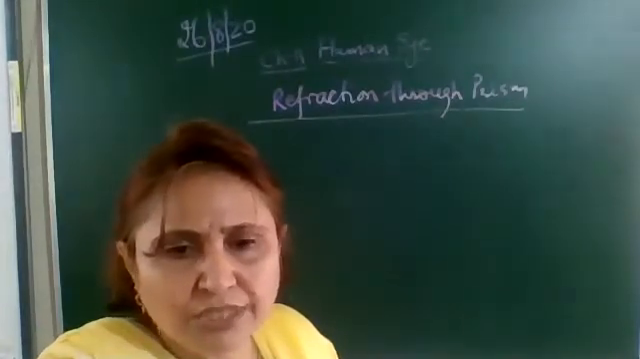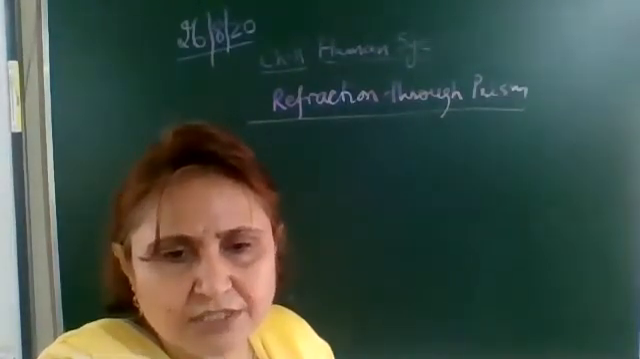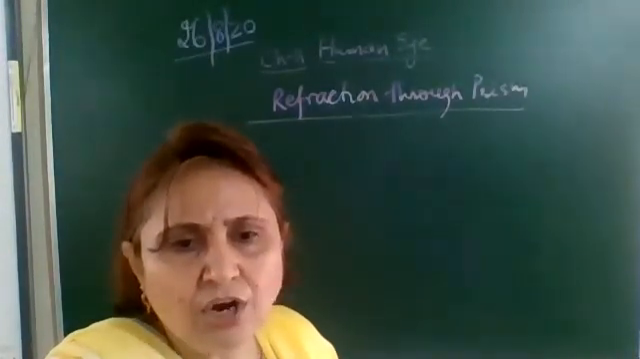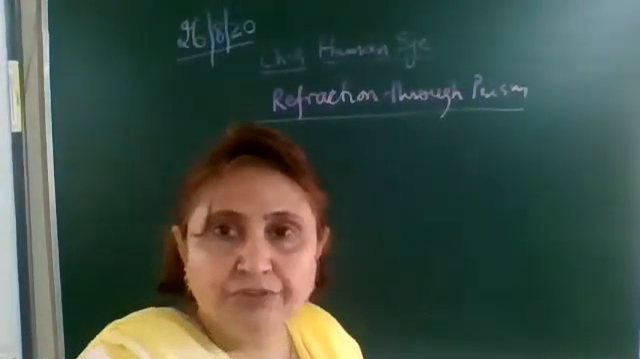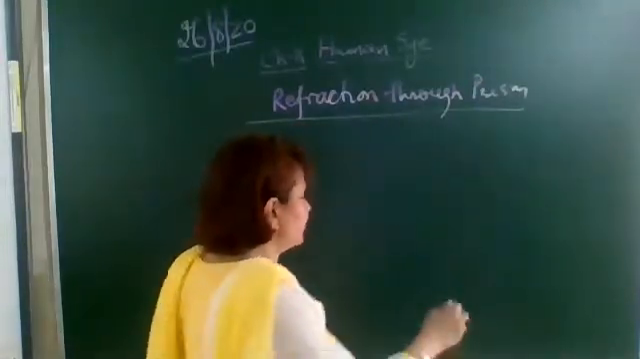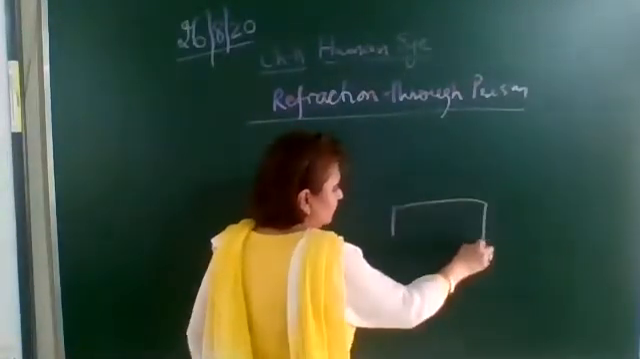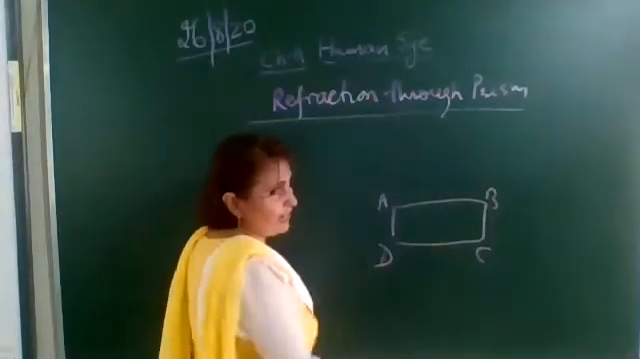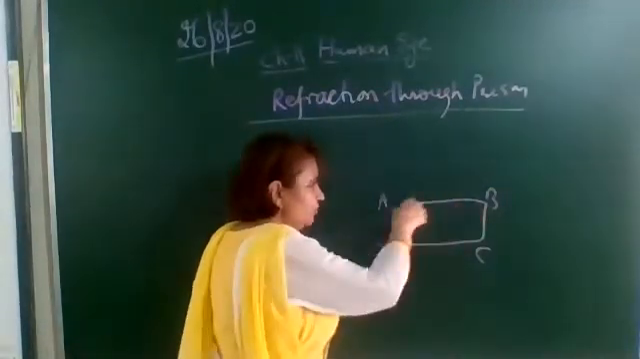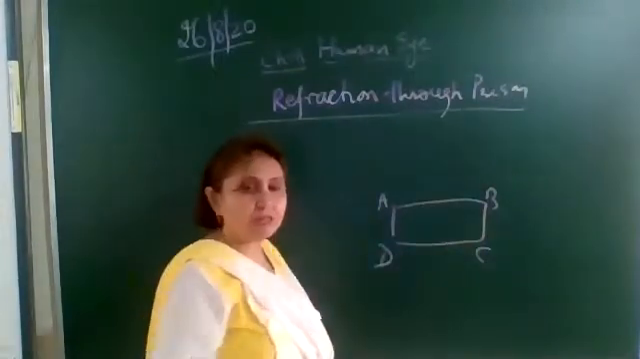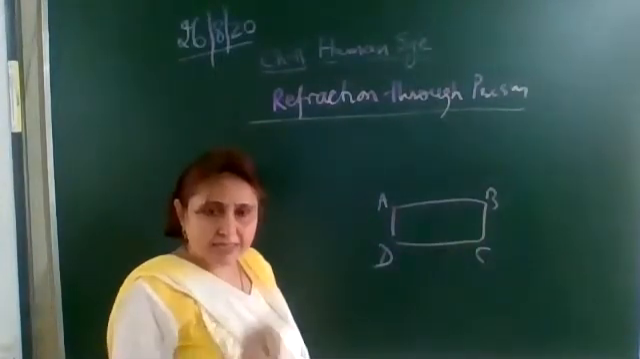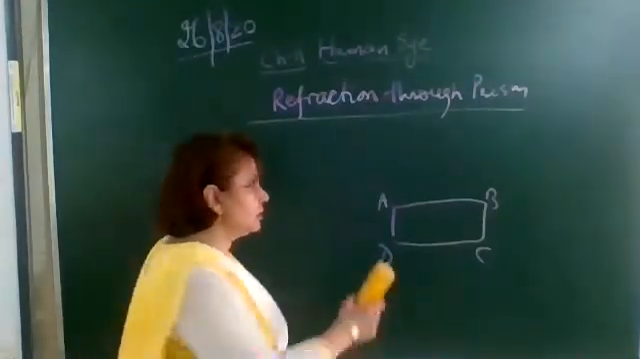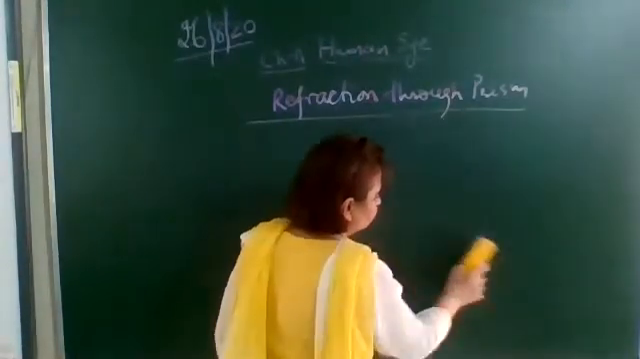Here also there are two refracting surfaces, but these two refracting surfaces are not parallel. Whereas in case of a glass slab, we have seen that AB and CD are the refracting surfaces. These two refracting surfaces are parallel to each other. But in case of a prism, the two refracting surfaces are not parallel to each other.